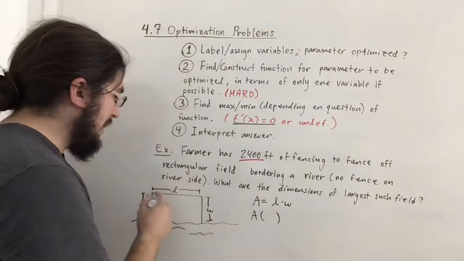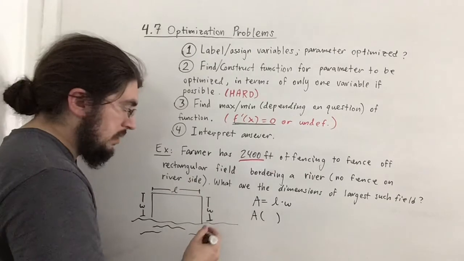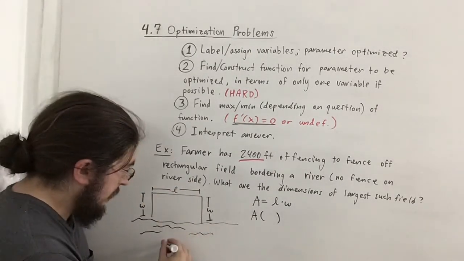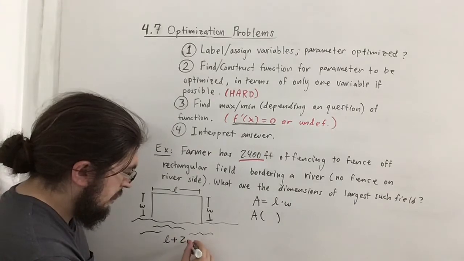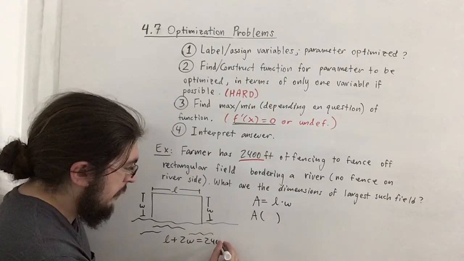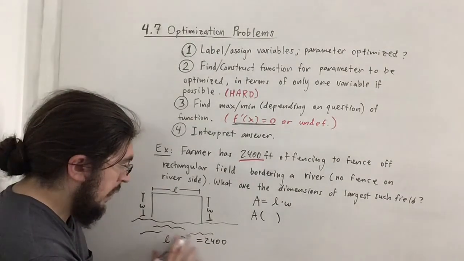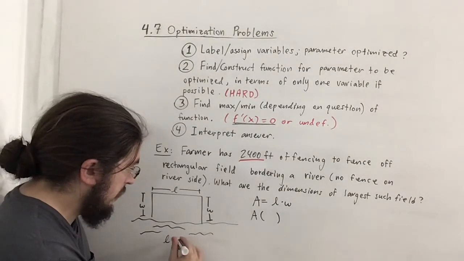If that's the case, then as a consequence, L plus 2W equals 2,400. So if you want, you can solve for L in terms of W. L is just 2,400 minus 2W.